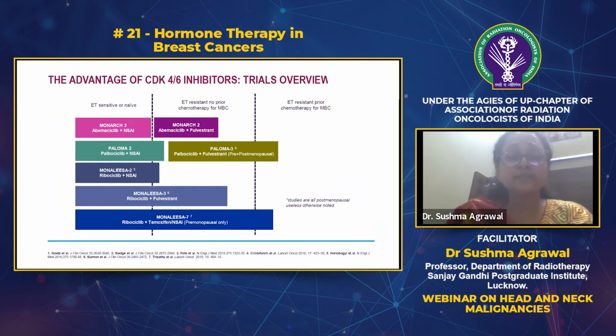So now let's see, now that CDK4/6 inhibitors have taken center stage, does it work in ET sensitive and ET resistant subtypes? Yes.